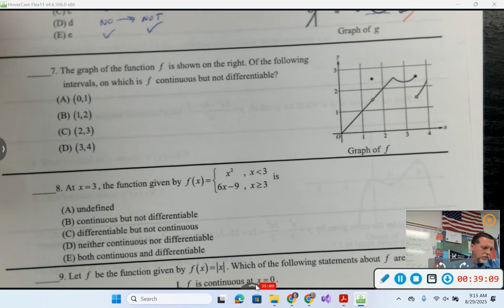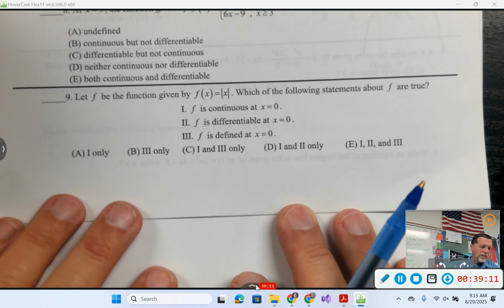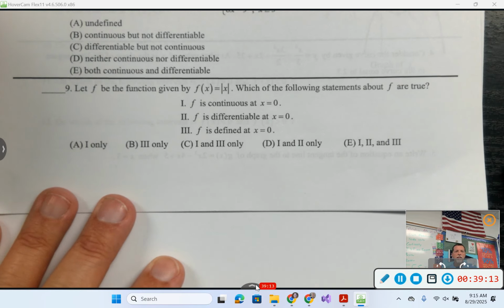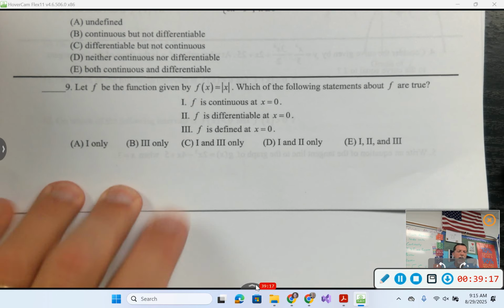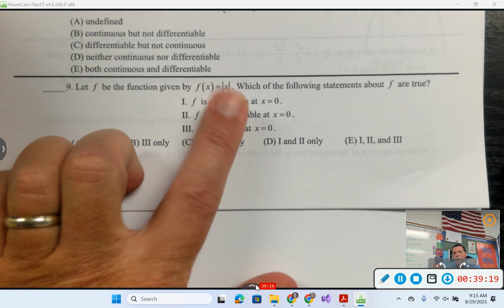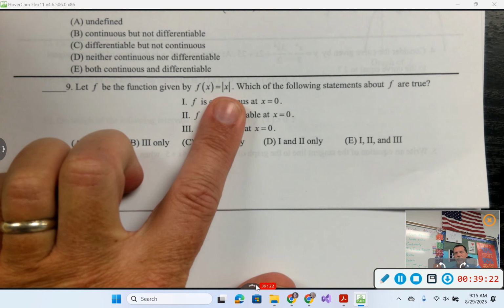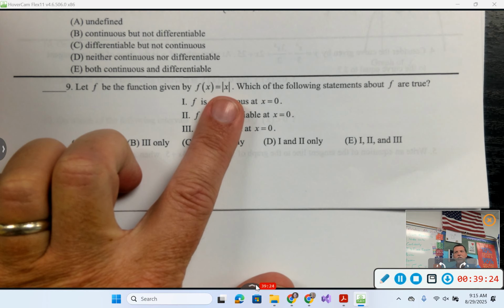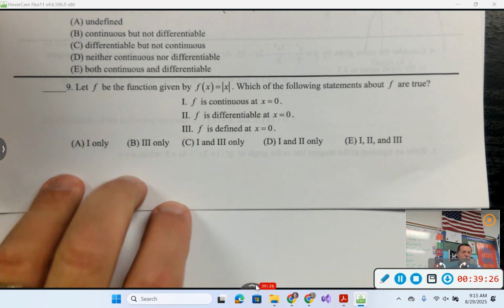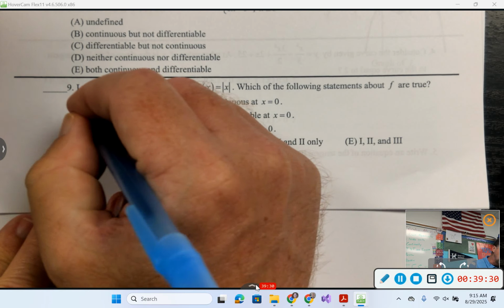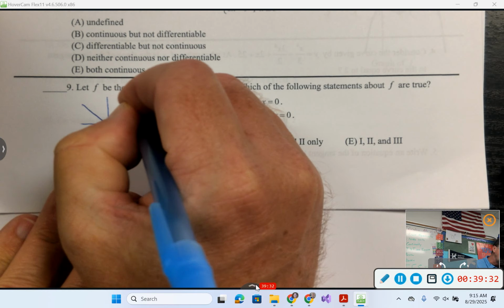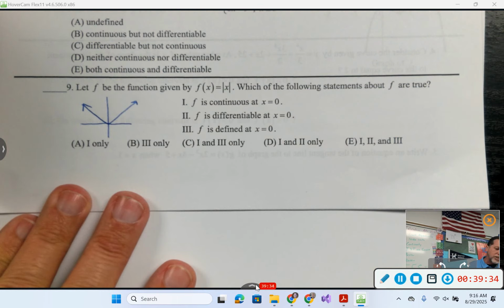Let's jump down to number 9. We've got the absolute value there. Let f be the function given by absolute value of x. I don't know the derivative of the absolute value of x, but I know the shape of the absolute value of x. Show me with your arms. What's the shape of absolute value? Yep. So I don't want to take a derivative, but I know what the shape looks like, so I can probably answer all of these questions.